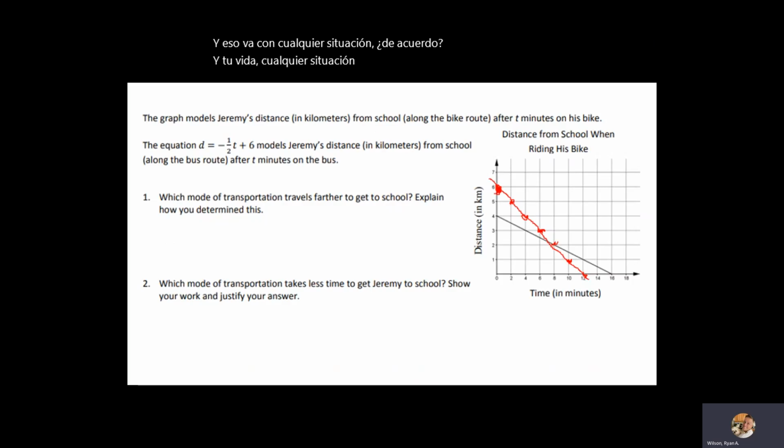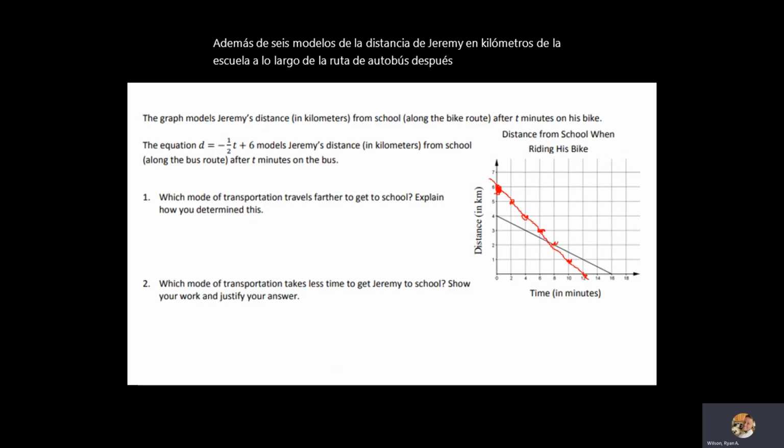All right, so let's go ahead and start with a problem. I did a very, very bad job graphing the second line, but let's read this problem. Okay, the graph models Jeremy's distance in kilometers from school along the bike route after t minutes on his bike. So this line that's not red is his bike distance, okay? The equation D equals negative 1/2 t plus 6 models Jeremy's distance in kilometers from school along the bus route after t minutes, okay?